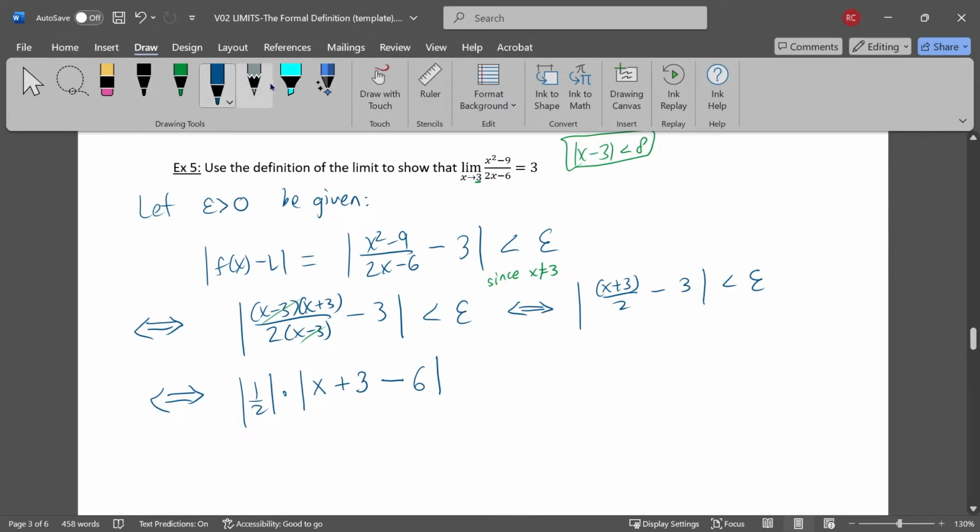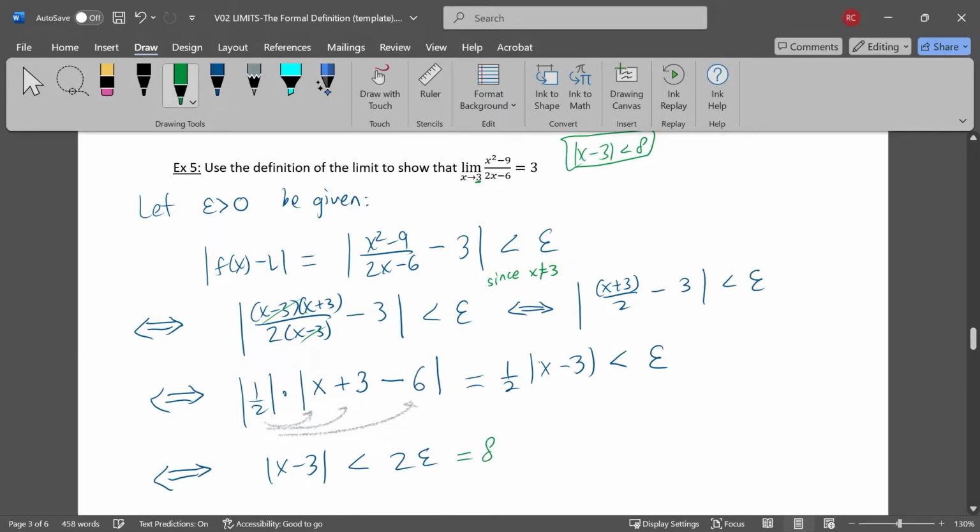So if you're ever tripped up on factoring things like that, remember, if you redistribute, you should get the same thing you started with. And so I can say, what number multiplied by 1/2 gives me 3? The number is 6, right? And so this becomes 1/2 times the absolute value of x minus 3, right? Plus 3 minus 3. And this is still less than epsilon. And this is true if and only if the absolute value of x minus 3 is less than 2 epsilon. So this is what I should pick my delta to be.